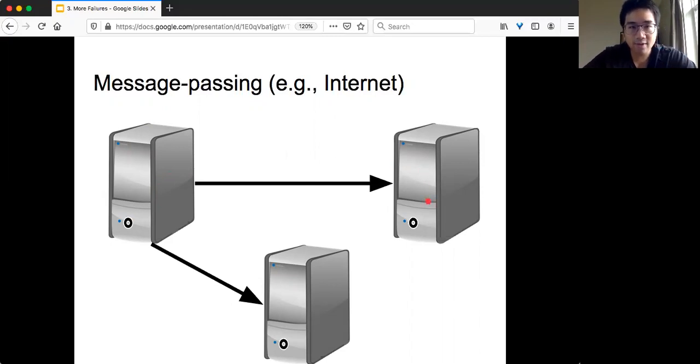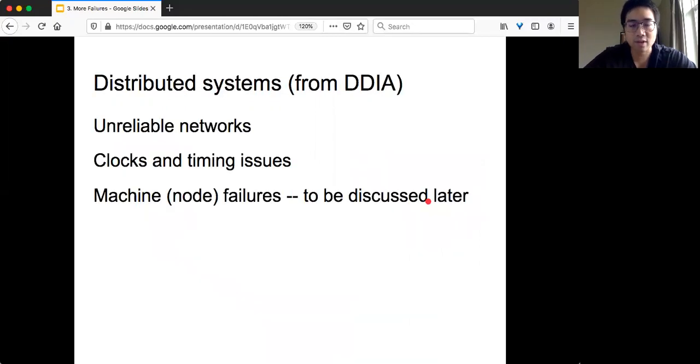Even for this very simple model, where we get away from the underlying hardware, like how we do routing and networking, we still need to deal with lots of different things. From the book DDIA, Designing Data-Intensive Applications, the author, Martin, mentioned three things: unreliable networks, clocks and timing issues, and all kinds of machine failure, which we call node failures or server failure, and which is not the focus today. Let's focus on the first two.